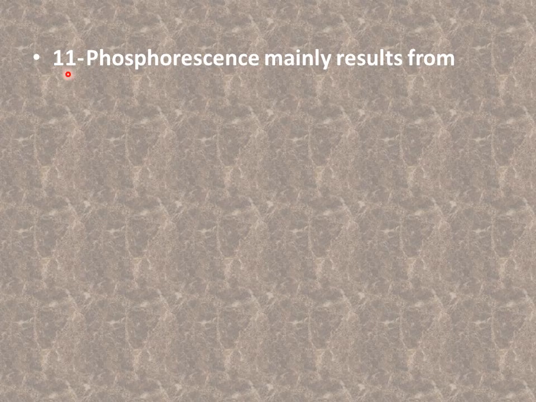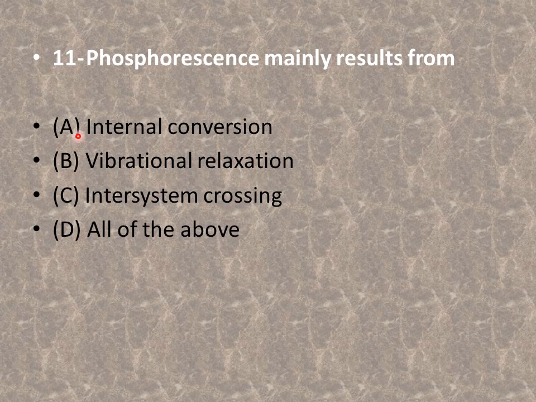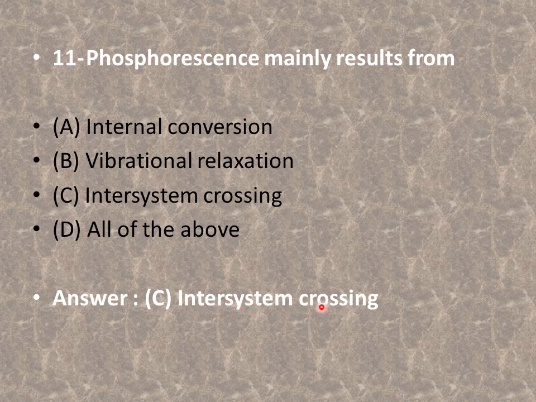Number 11. Phosphorescence mainly results from, let's see the options. A is internal conversion, B is vibrational relaxation, C is intersystem crossing, while D is all of the above. Phosphorescence actually results from intersystem crossing. So C is the right option here.